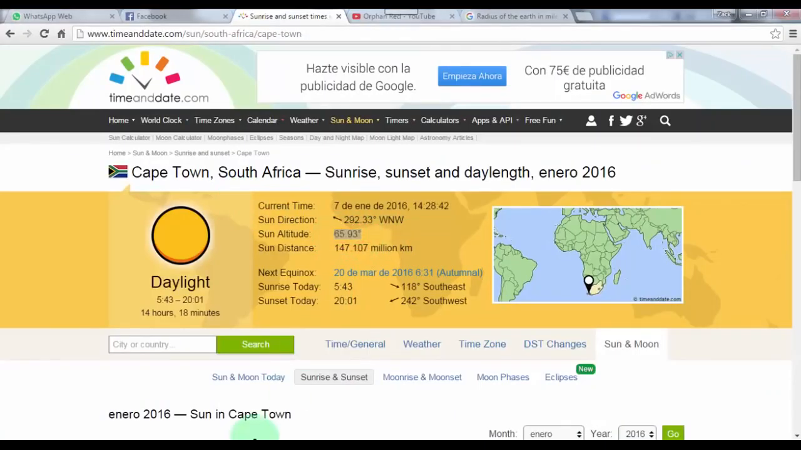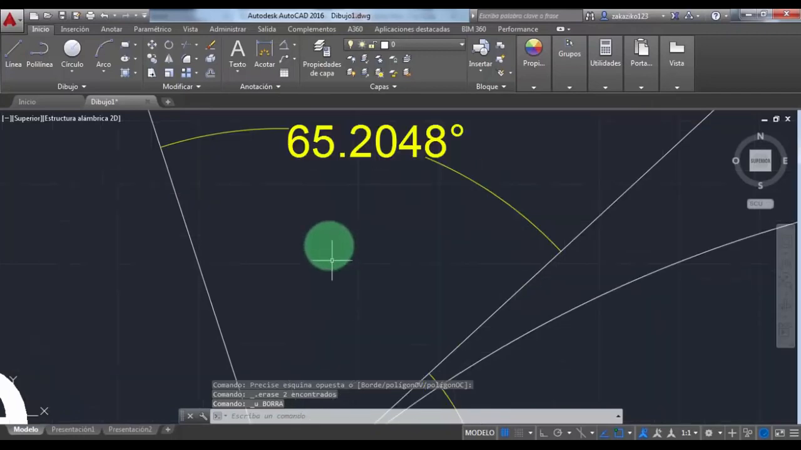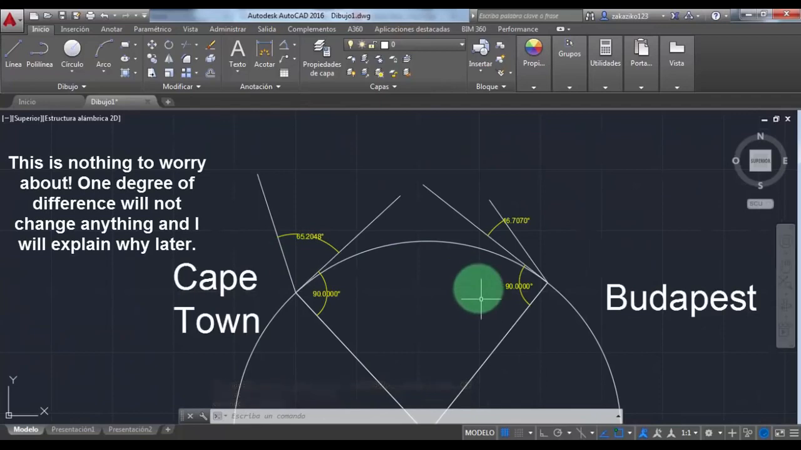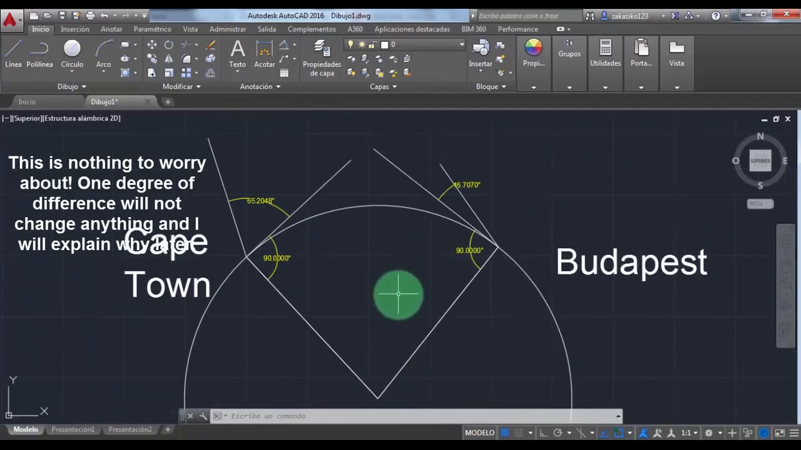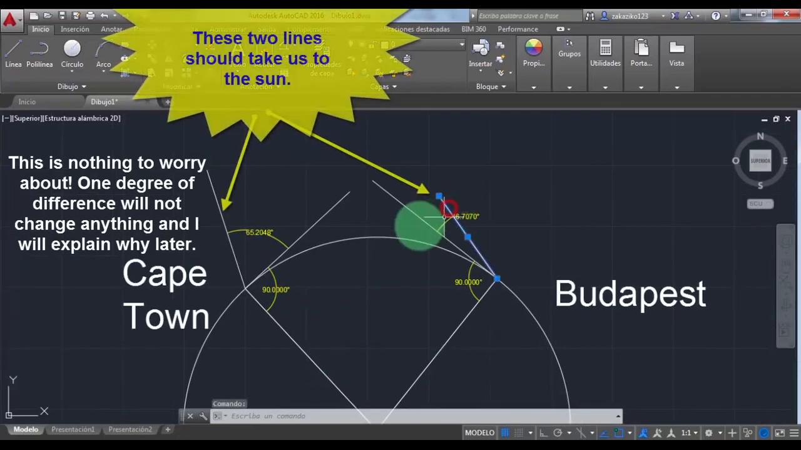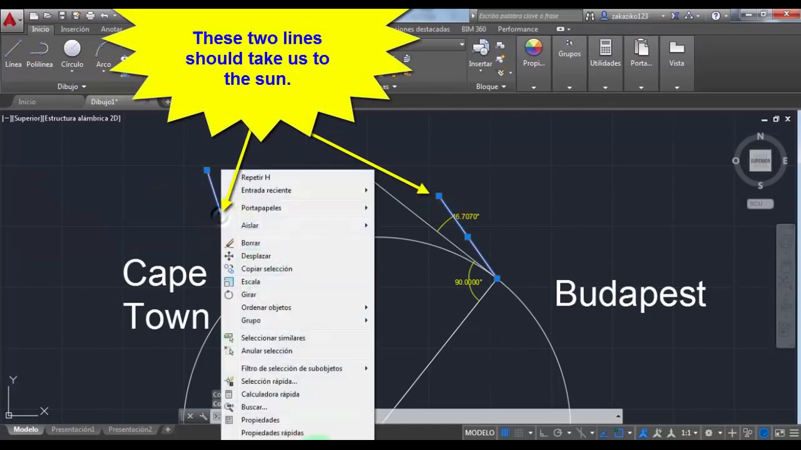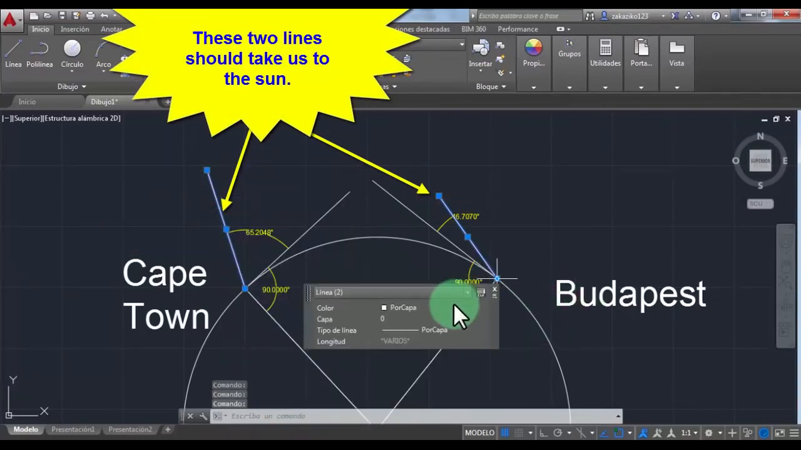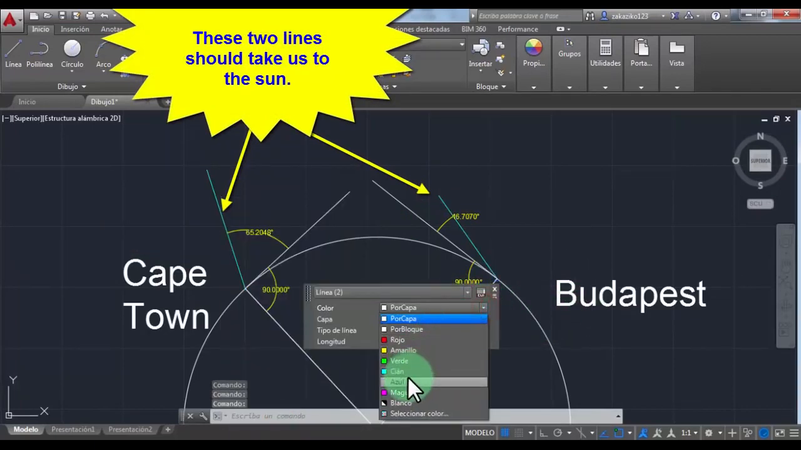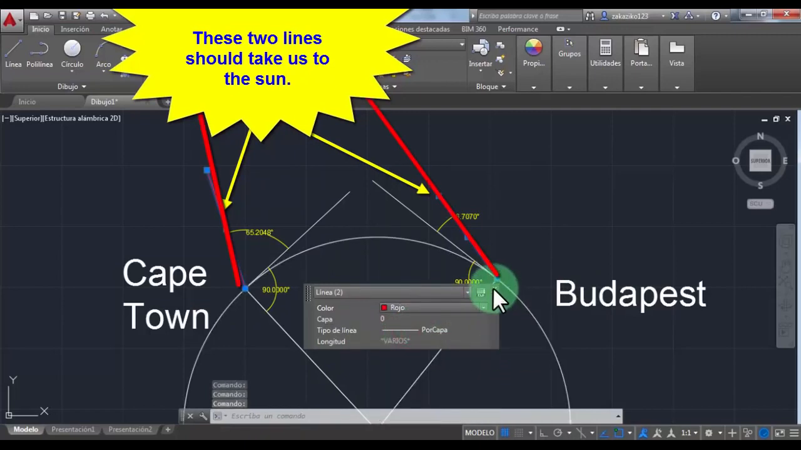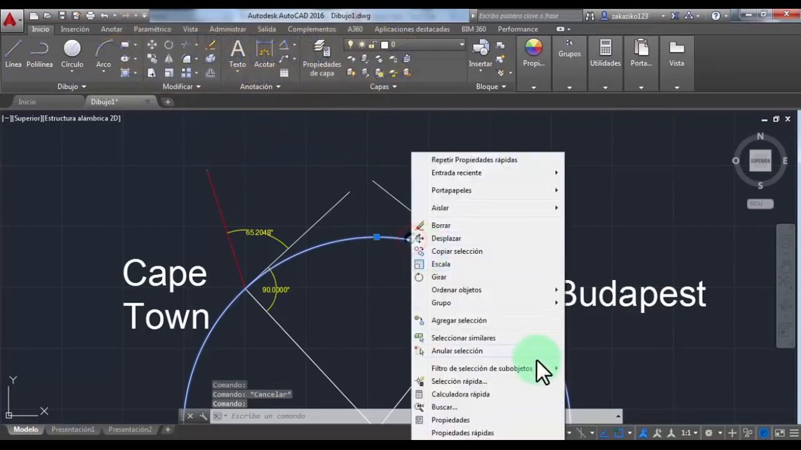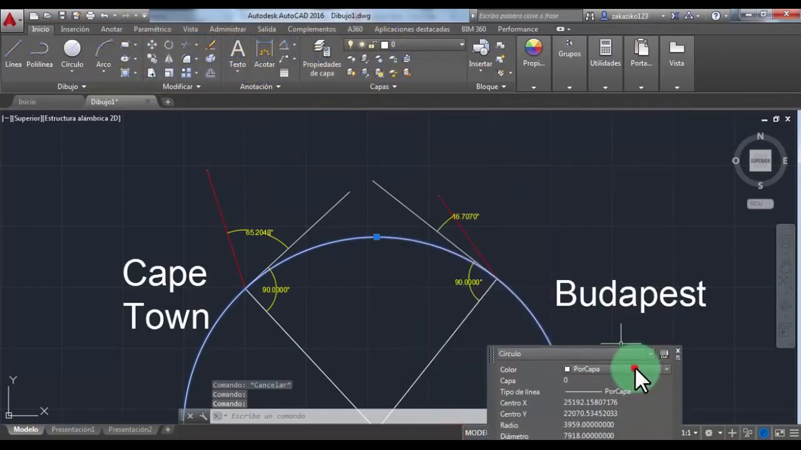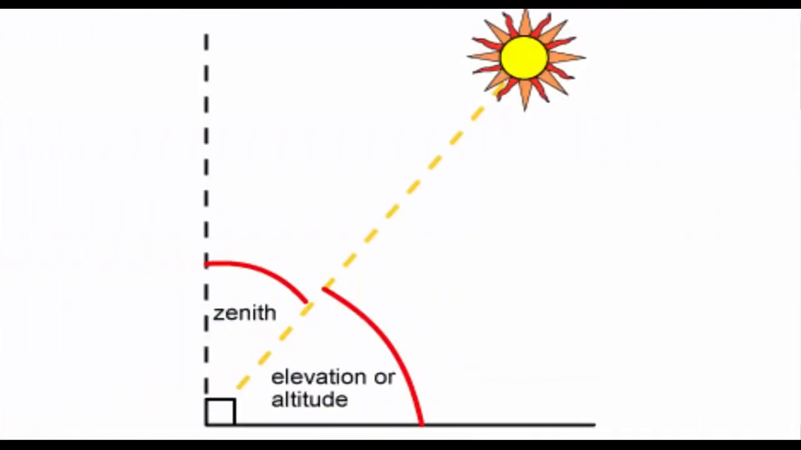Okay, it has changed to 65. Good. So I'm just going to leave it like that. This is nothing to worry about, by the way. 1 degree of difference will not change anything, and I will explain why later. Now I am just changing the colors of the lines so as not to get confused. And by the way, if we follow these lines, they should take us to the sun. Take a look at this image.